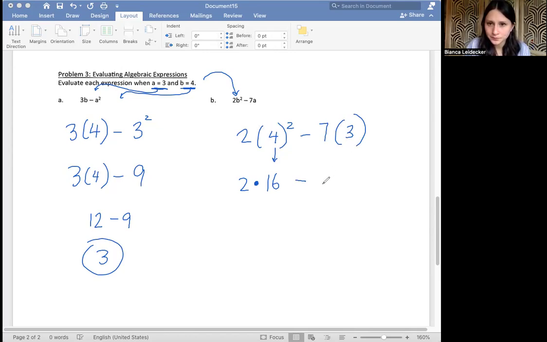7 times 3 is 21. Now, multiplication comes first. 32 minus 21. And the answer is 11. And there we go.